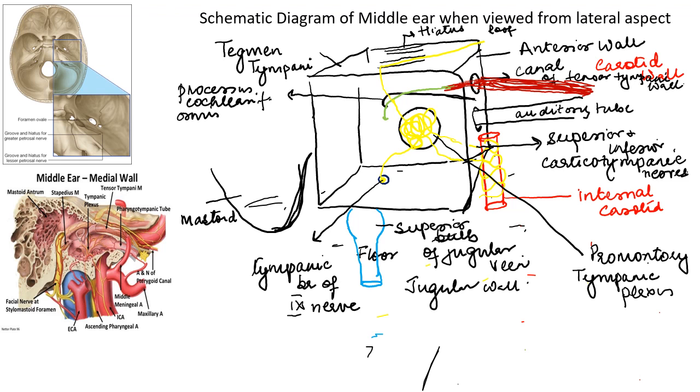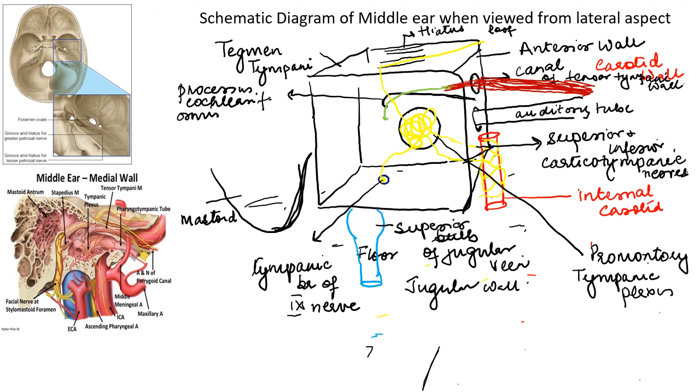Okay. On the medial wall, the medial wall is also known as the labyrinthine wall because it is related to the internal ear. And this tympanic plexus is going to give rise to sensory fibers to the mucous lining of the middle ear, the mastoid antrum, as well as the auditory tube, and it gives rise to this lesser petrosal nerve.